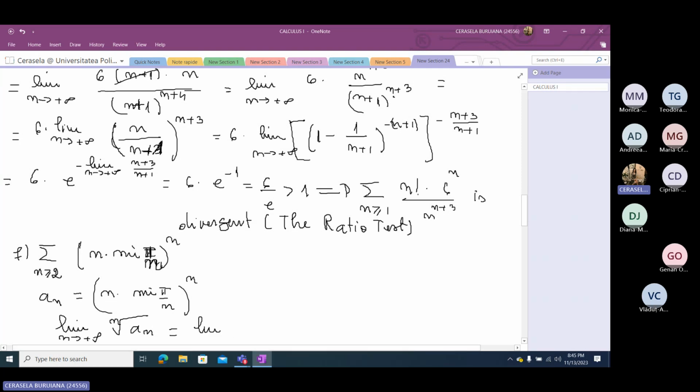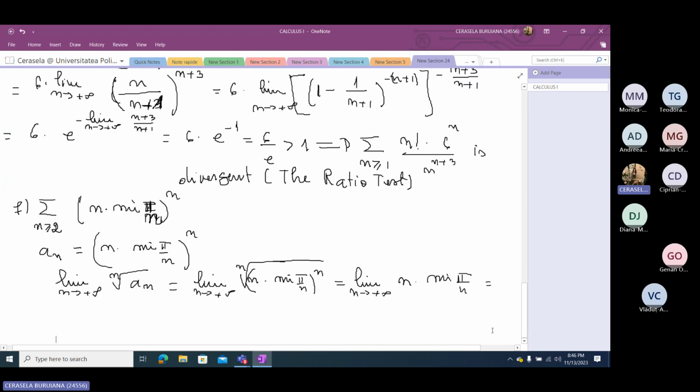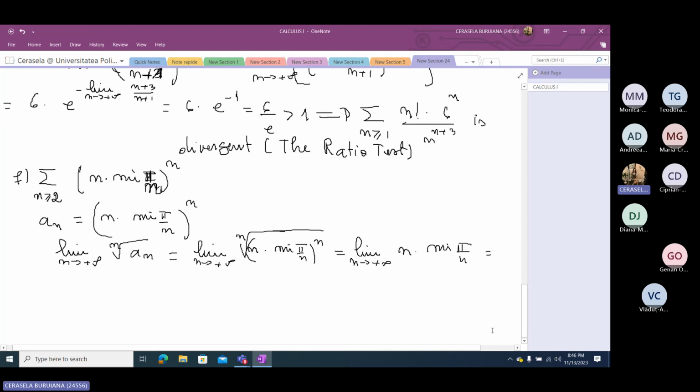All right, let's start to compute the limit. Immediately, when I apply root of order n from the general term, n will go away immediately. And we get limit when n goes to infinity from n times sinus of pi over n. All right, but what can we do now? What do you think? To compute this limit.